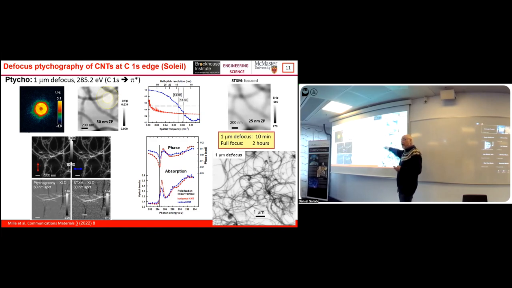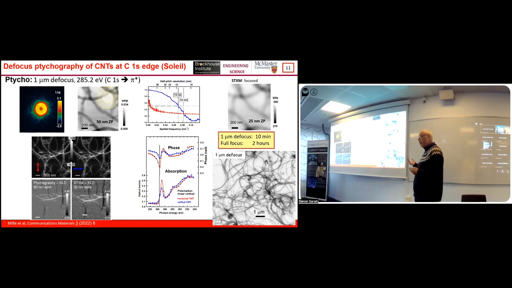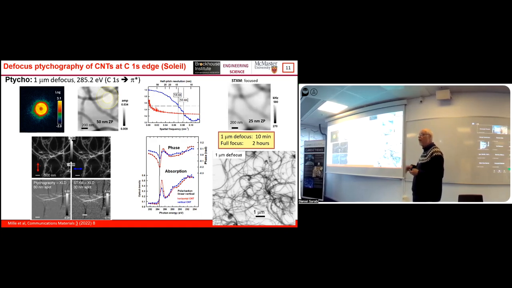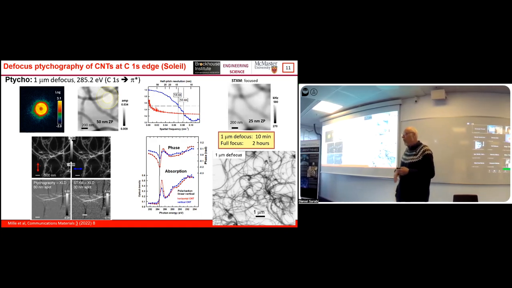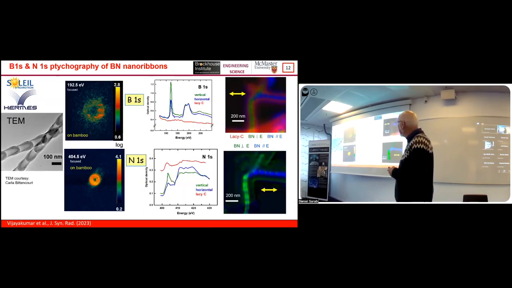If, on the other hand, we had used the fully focused 50 nanometers of spot, it would have taken us 2 hours and completely carbonized the sample. So there are issues there.